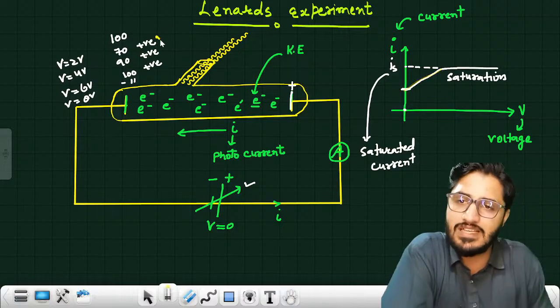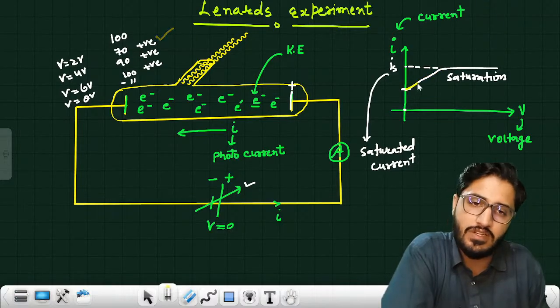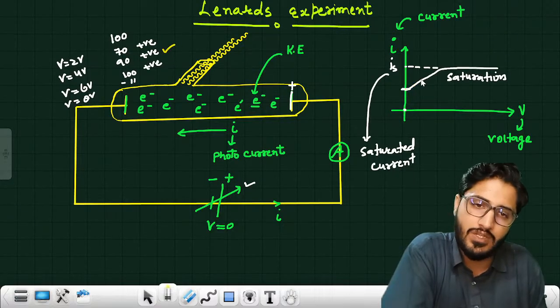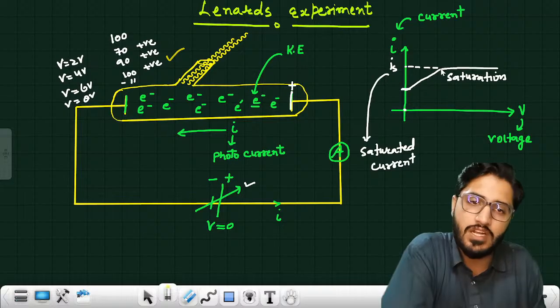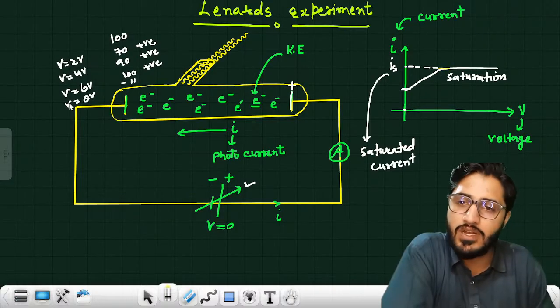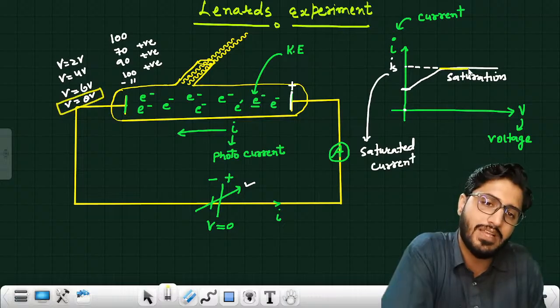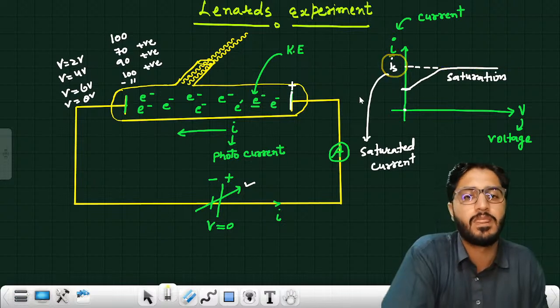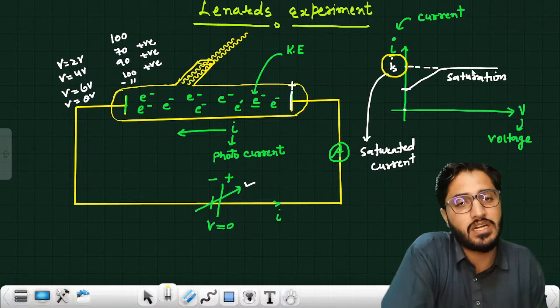Firstly, it is 70%. We increase it to 90. Now, the third point, 100. So it reaches 100 here. Now, if you increase it above 6, going to 8 volt, nothing happens. Saturation. Why? Because 100% of electrons are reaching now. That's why it is not showing any variation. So that's why we are having saturation current, and this particular phase is known as saturation.